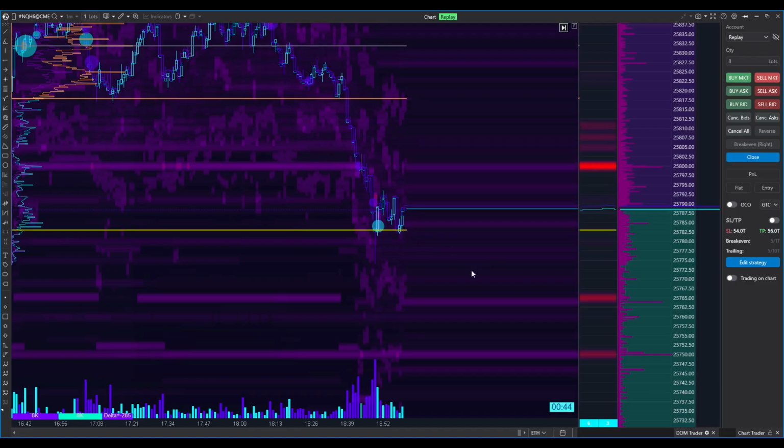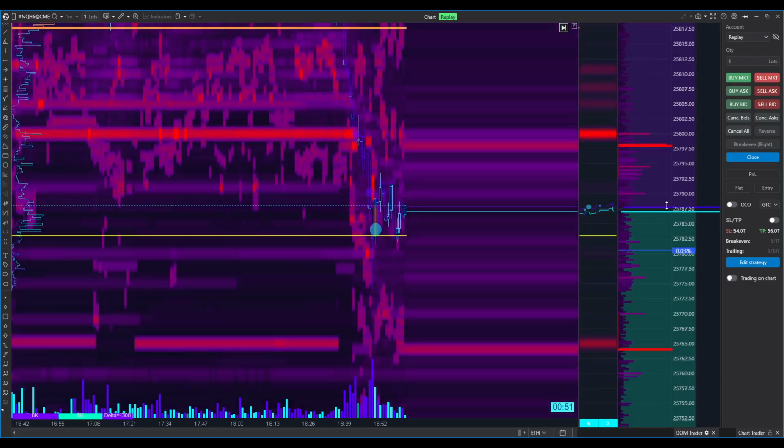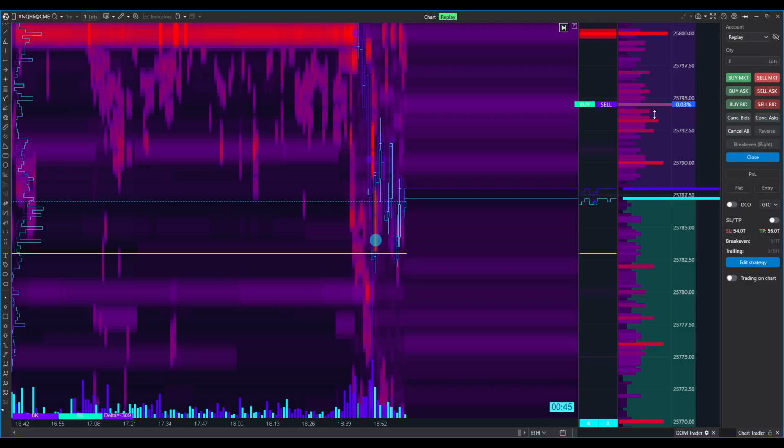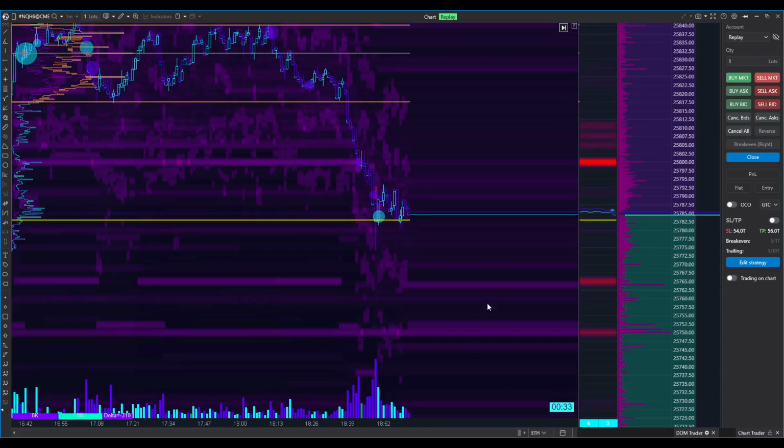And let's see. Buyers are still trying to defend this area. They don't want to have to close their positions. Okay, I would have entered right now. I would have put a sell order in and I'd be scaling in.